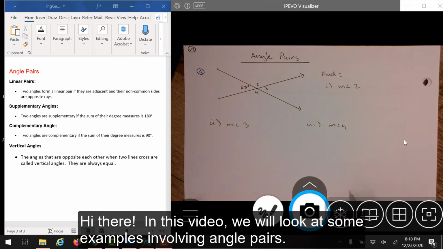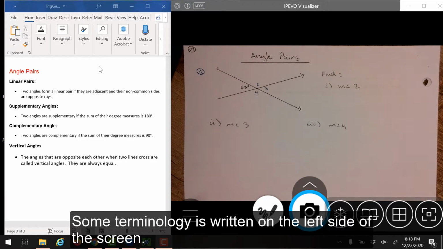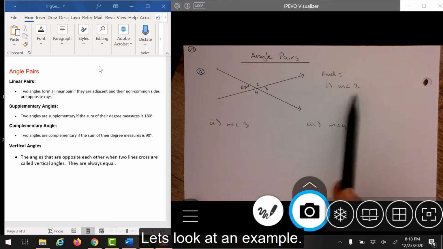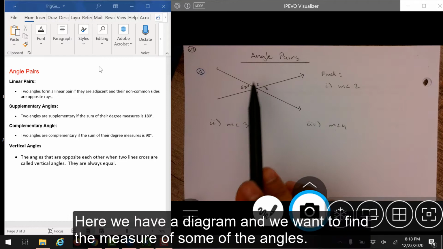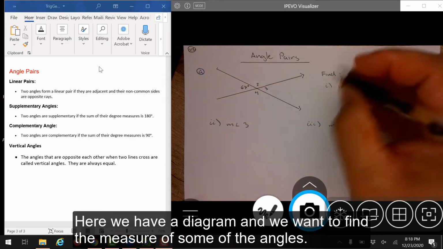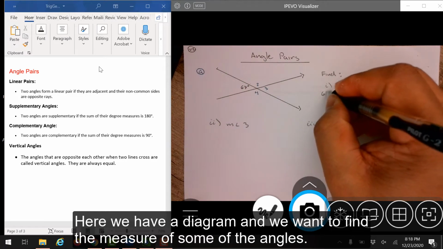Hi there. In this video, we will look at some examples involving angle pairs. Some terminology is written on the left side of the screen. Let's look at an example. Here we have a diagram, and we want to find the measure of some of the angles.